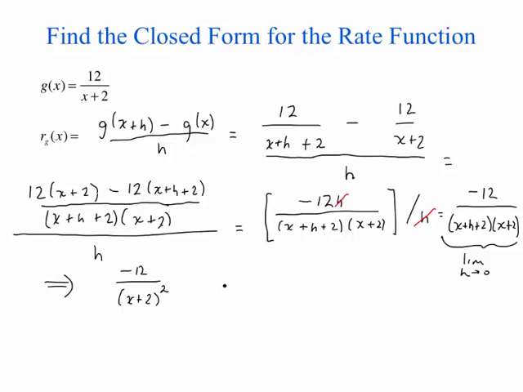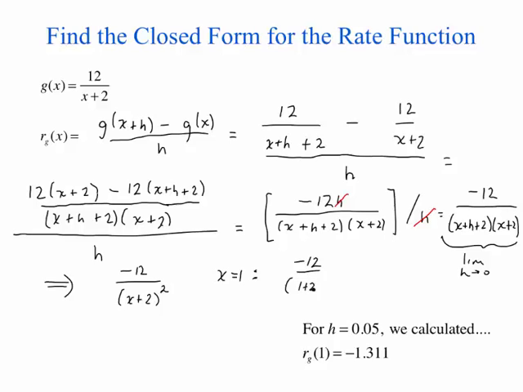And so for h of 0.05, remember, we did an approximation of negative 1.311. So let's see what the exact rate is. What are we going to do? Plug 1 into our exact rate function. So when x equals 1, negative 12 over 1 plus 2 squared, or negative 12 over 9. What is negative 12 over 9? Negative 1.33. So with h as 0.05, that was a pretty good approximation that we got before.